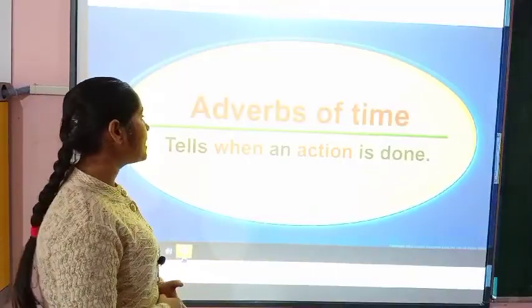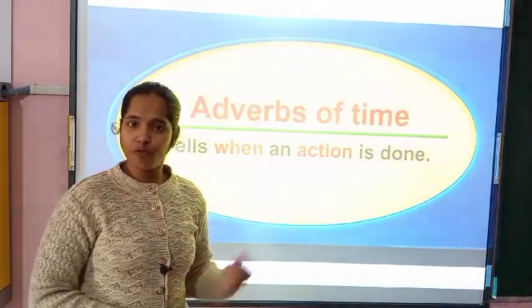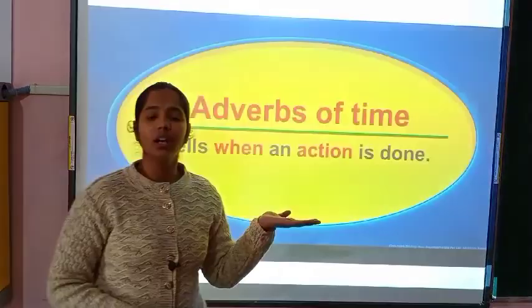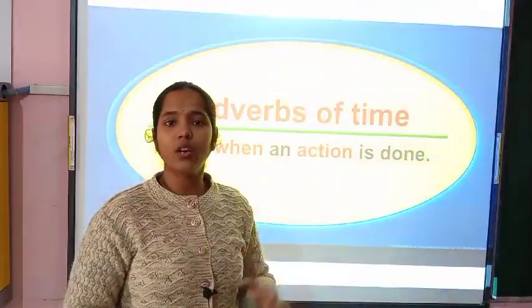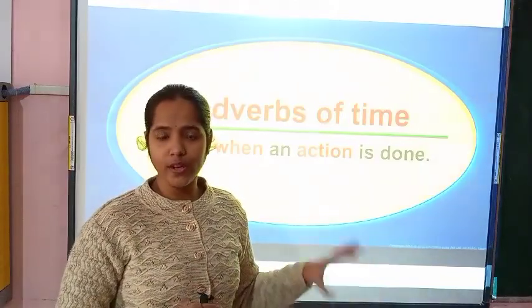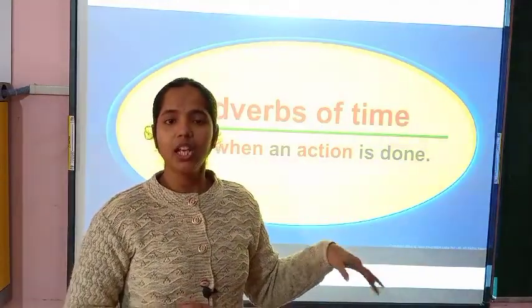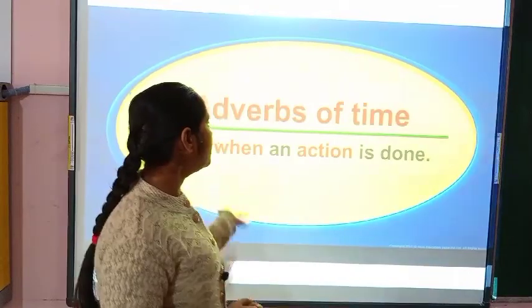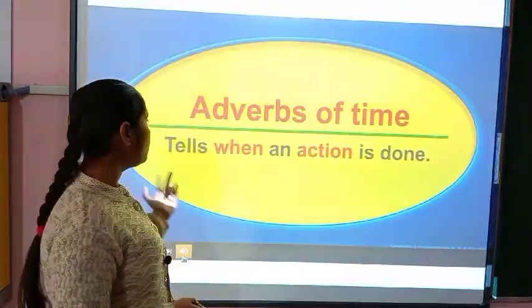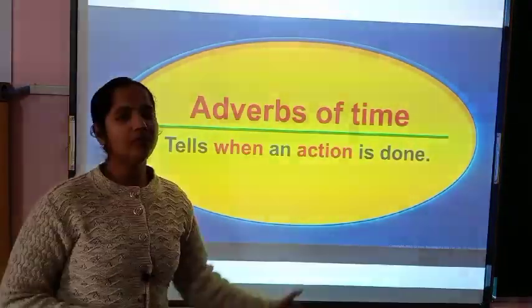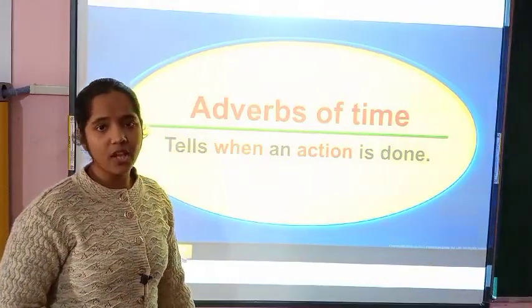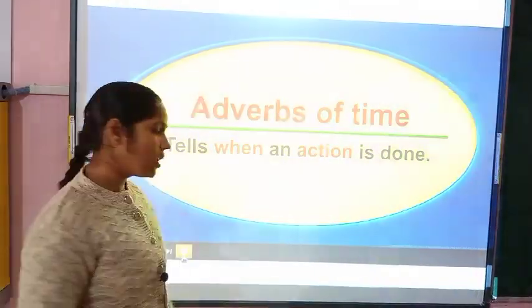So as I told you, there are some kinds of adverb. We have read adverb of manner, which tells how that person or how things are going. It was showing quickly, nicely, happily. So that was adverb of manner. Adverb of time, which we are doing right now, tells when an action is done. So adverb of time is saying when the action is done. Okay.